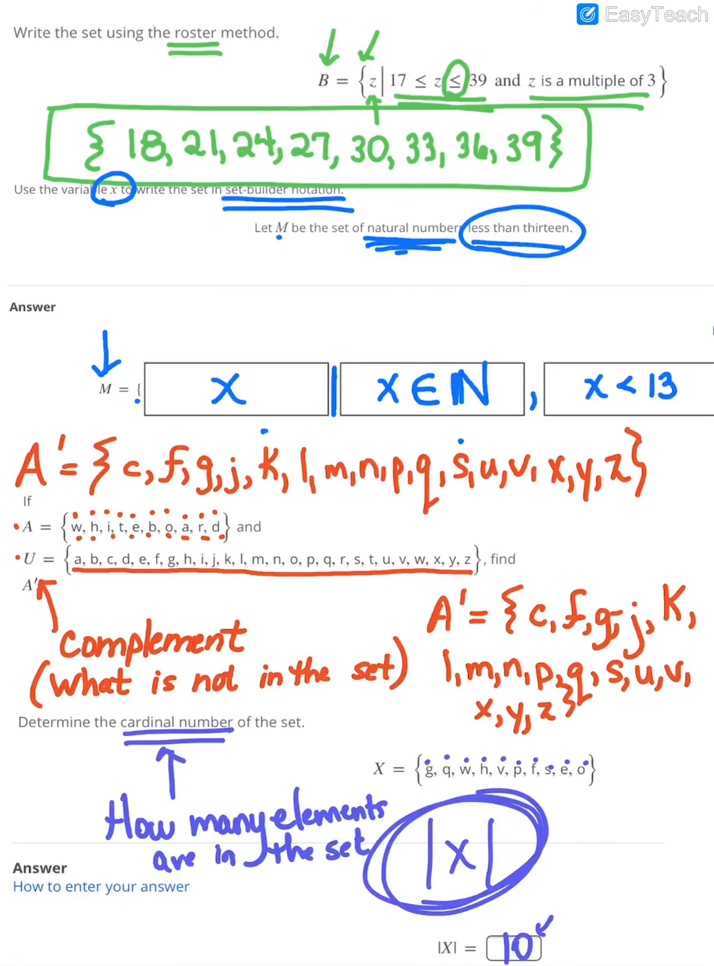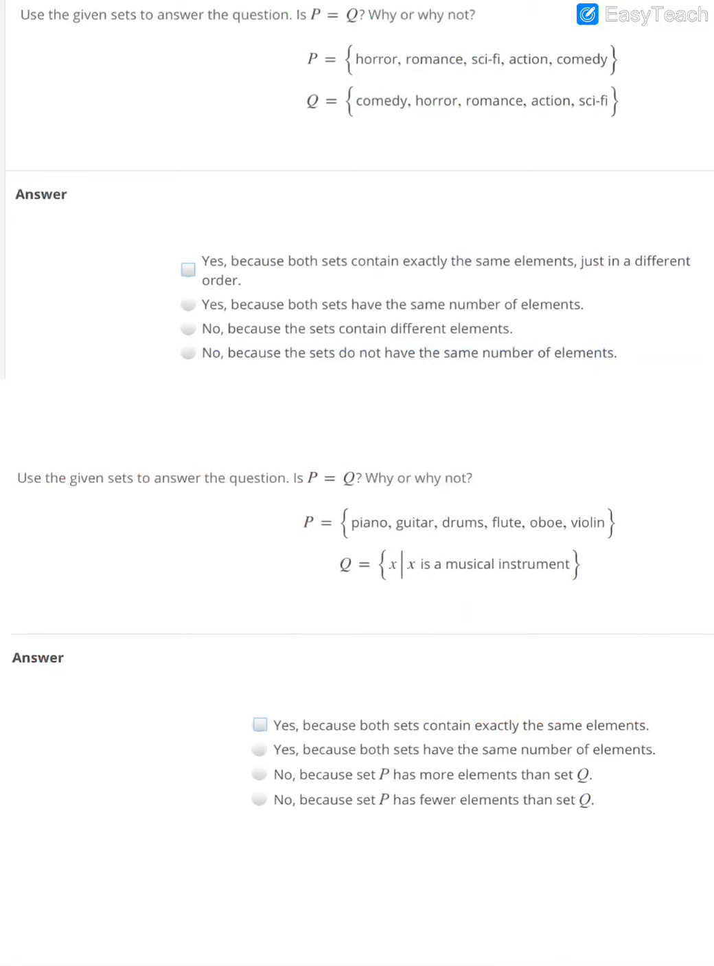So this translates into the cardinal number of set X is equal to, and then we just put our answer there of 10. All right, last thing we're going to talk about are equal sets. In order for sets to be equal, they have to have exactly the same elements. It does not matter the order of those elements, but they have to have exactly the same. So we're looking at two sets, P and Q. We're going to see if they have exactly the same elements.